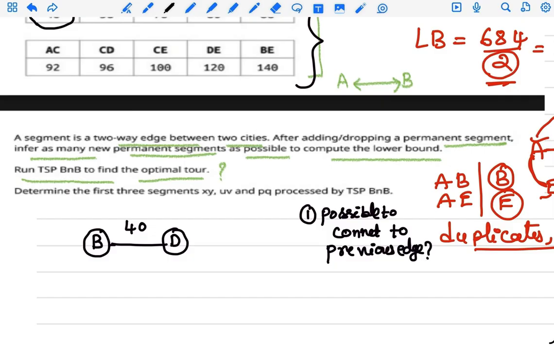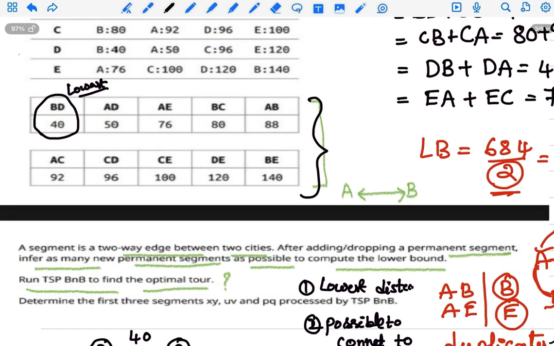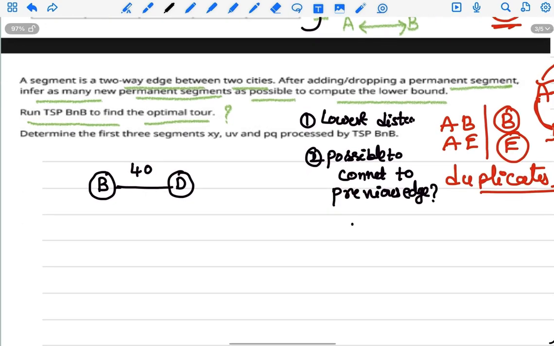Why? Because it is the lowest distance, right? So this is the second one. The first one is the lowest distance. You have to select the lowest distance. So check. The next smallest edge is AD and the distance is 50.